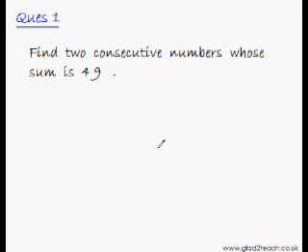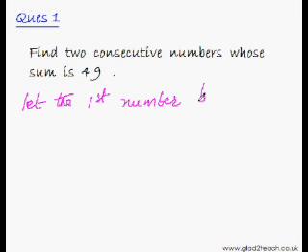The correct answer is 24, 25. So did you get it right? To solve any word problem, we always start by assigning the variable x. So let the first number be x. So this means that the second number would be x plus 1.